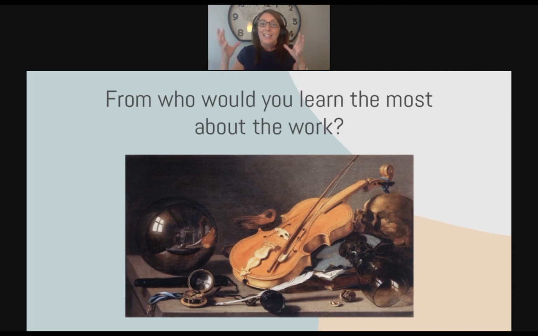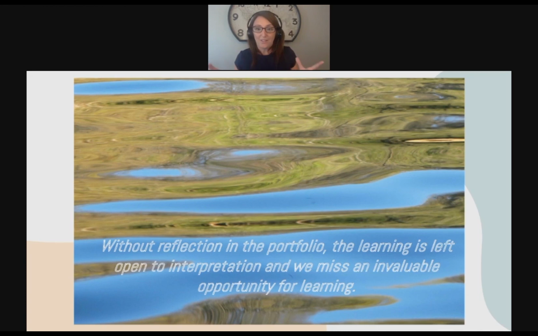Okay, so yes, person C, clearly you would want to have with you, but person B, with the training, with the experience, with the knowledge as well, is equally important. And that partnership is what makes the image of the learner really clear and wholesome. And so the whole point of that analogy really was to highlight the point that if you have a portfolio without a reflection, the learning is left open to interpretation and we miss an invaluable opportunity for learning.